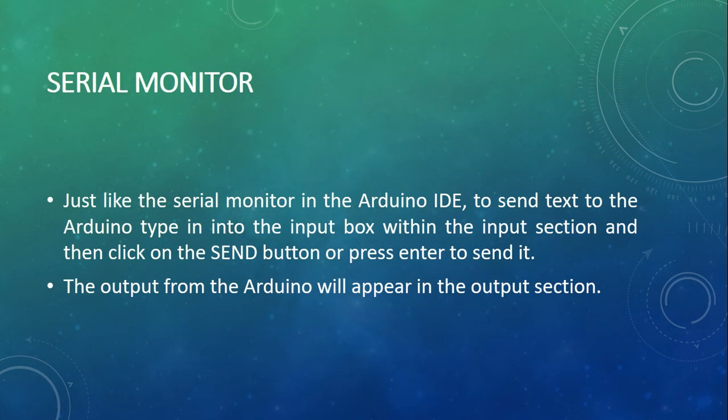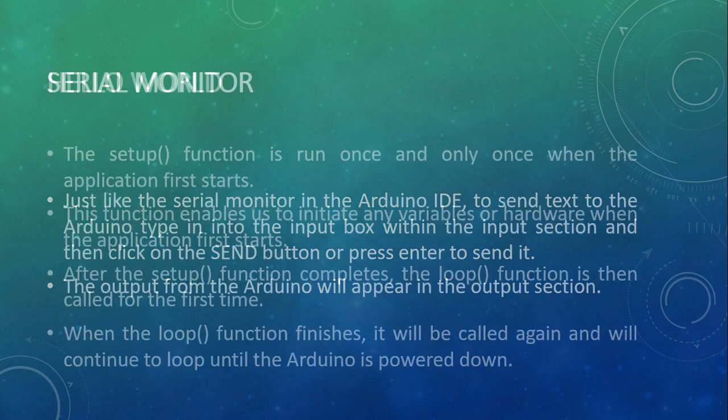Okay, just like the serial monitor in the Arduino IDE, to send text to the Arduino, type into the input box within the input section and then click on the send button or press enter to send it. And then just like, again, as stated, the output from the Arduino will appear in the output section.